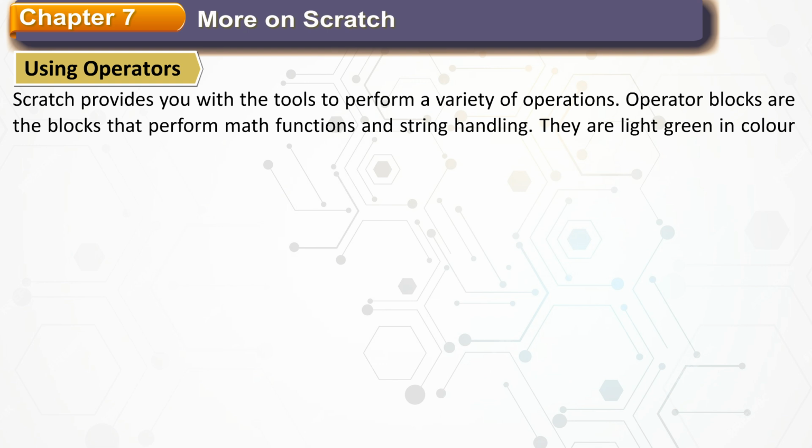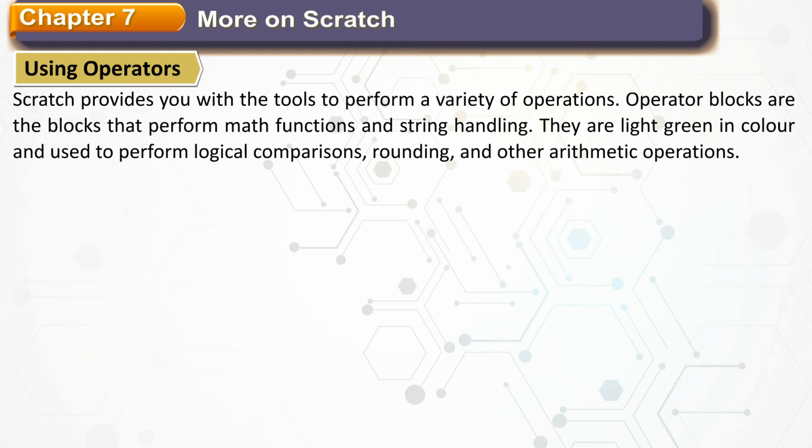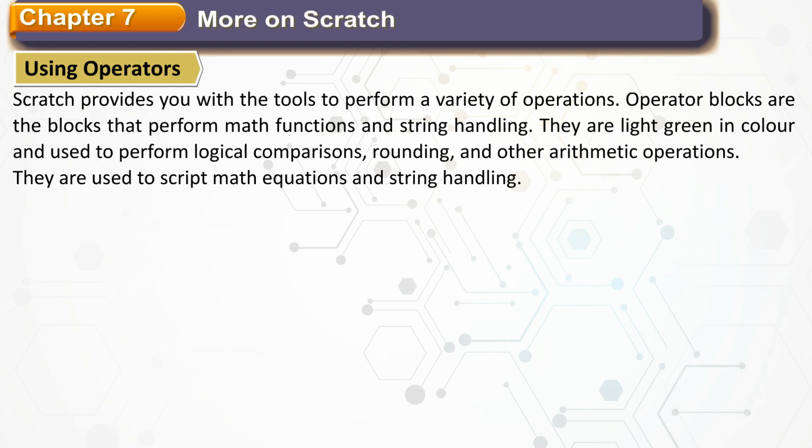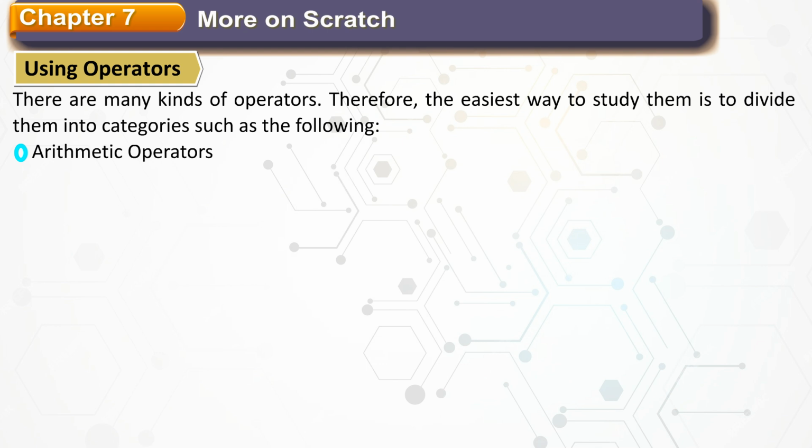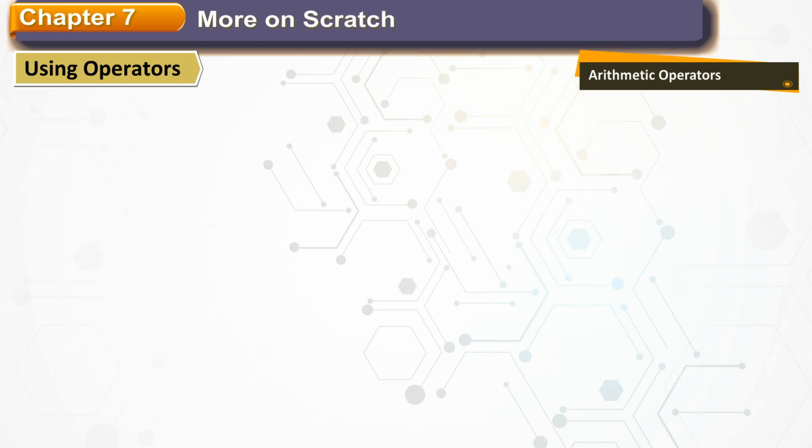They are light green in color and used to perform logical comparisons, rounding, and other arithmetic operations. They are used to script math equations and string handling. There are many kinds of operators. Therefore, the easiest way to study them is to divide them into categories such as the following: arithmetic operators, relational operators, logical operators.